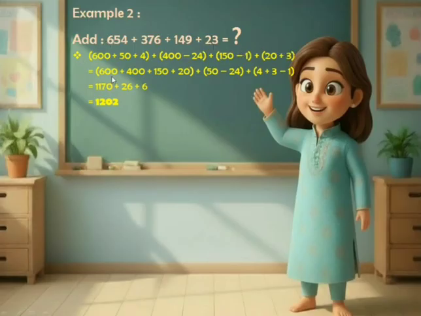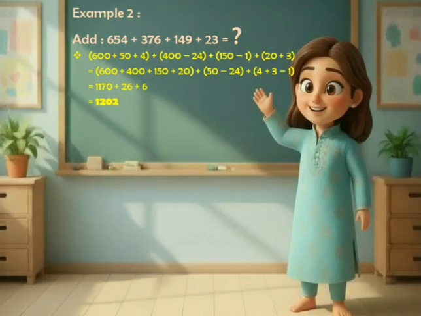Then we will add 600 plus 400 plus 150 plus 20 together, 50 minus 24 together, and 4 plus 3 minus 1 together. What we obtain is 1170 plus 26 plus 6 and the result becomes 1202. So you see, our calculation not only becomes easier and faster, you also feel a bit confident about the concepts in maths. You have reduced your math phobia now.